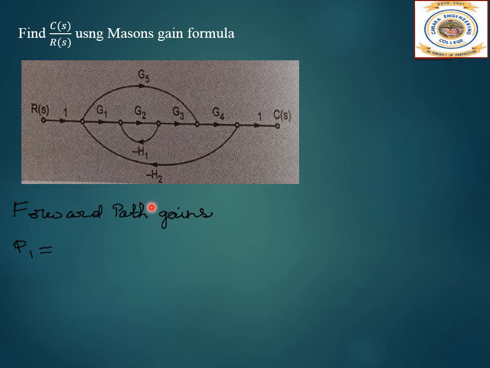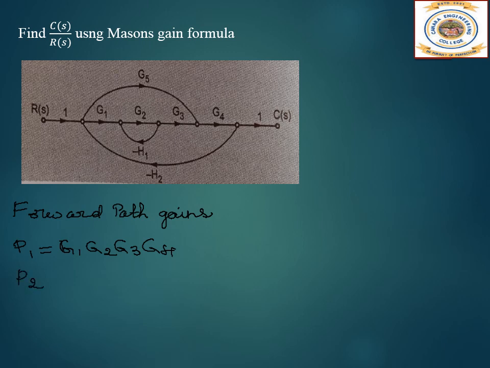Coming to this one, see here, the first forward path is R(s) to the output. I will just see in terms of gains: R(s), G1, G2, G3, G4, C(s). This is a direct forward path. So that we will write over here. So this will be G1, G2, G3, G4.